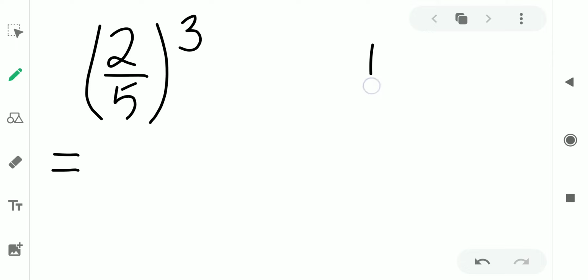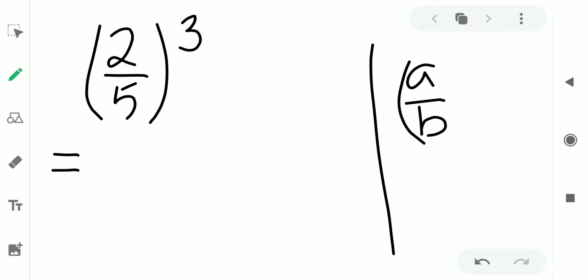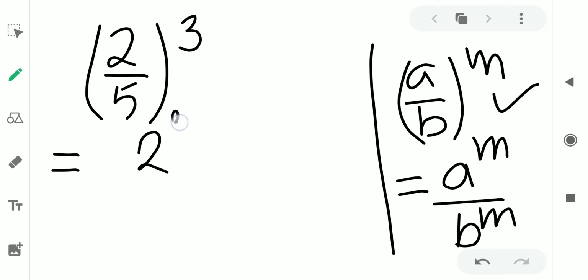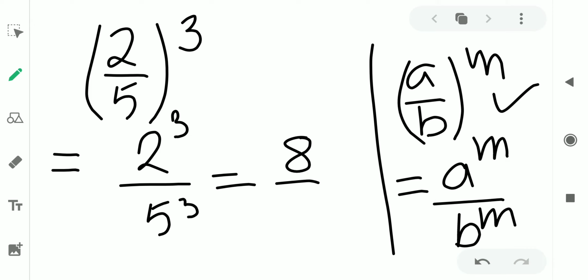And again let me give some formula. The formula is (a by b) whole to the power m. This equals nothing but a to the power m divided by b to the power m. So the same case that we have in multiplication, the power will go along with each and every term. So here also it will be 2 cube divided by 5 cube. And what is 2 cube? 2 cube is 8, and 5 cube means 125. So this is the answer.